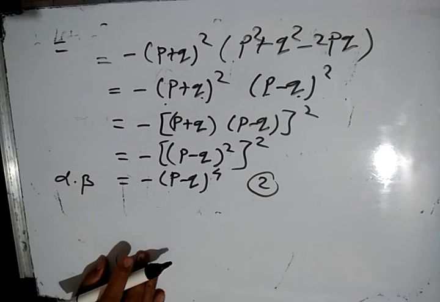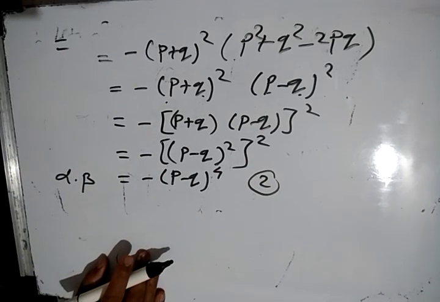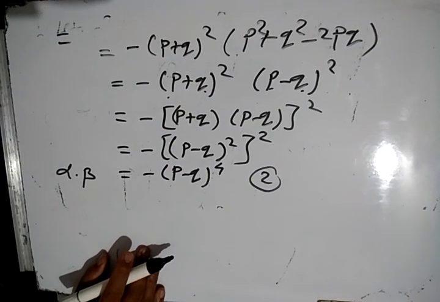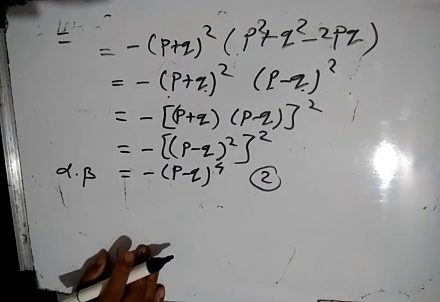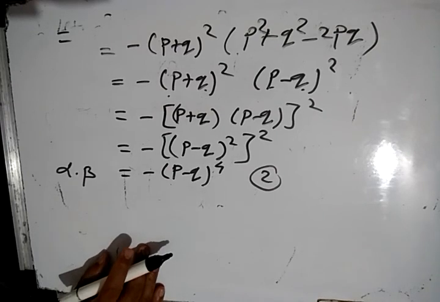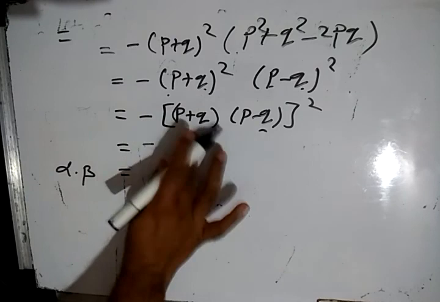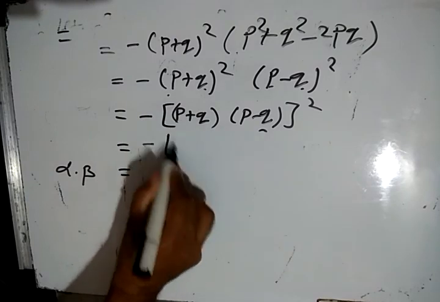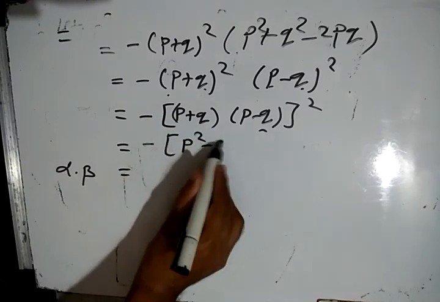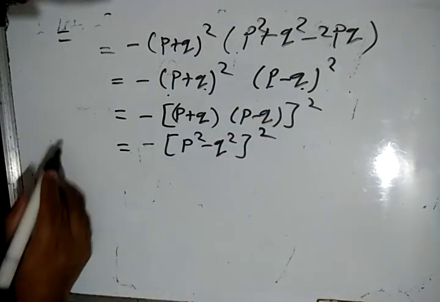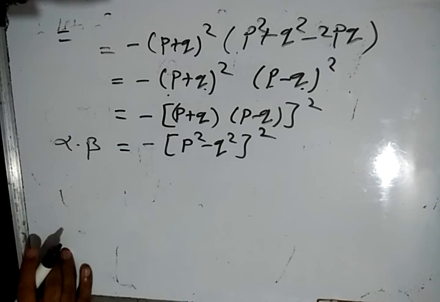After getting the value of alpha plus beta and alpha minus beta, here we can write on the required equation. Here how we can write on the required equation? Here one step is wrong here. What we can write here? Minus sign as it is. And here we can write p square minus q square whole square. This is the value of alpha into beta.